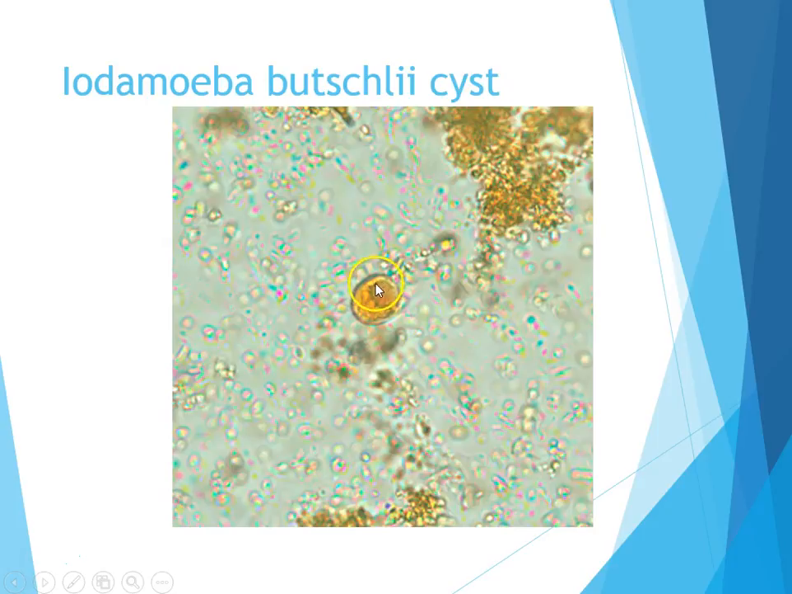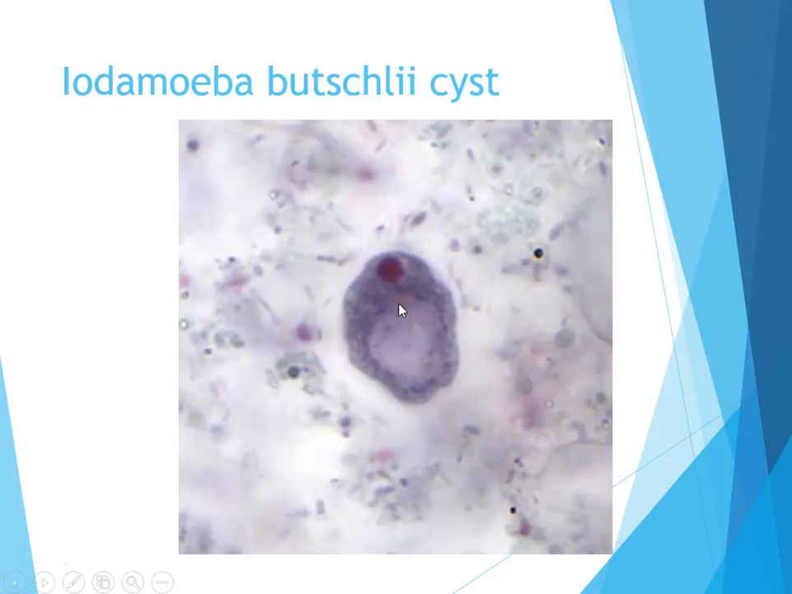This is the cyst, and this is the glycogen mass. This looks like the nucleus over here maybe, and this is the big glycogen mass. This is the other glycogen mass. This is trichrome stain.